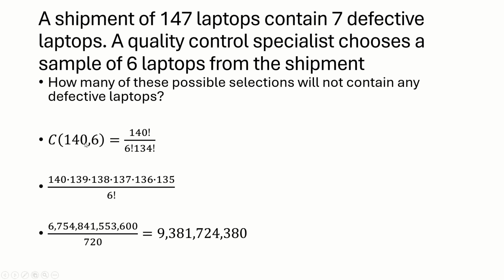So from those 140, we want to choose 6 of them. So it's 140 choose 6, which is 140 factorial divided by 6 factorial times 134 factorial. That reduces to this, and you multiply it out, you end up getting 9,381,724,380.